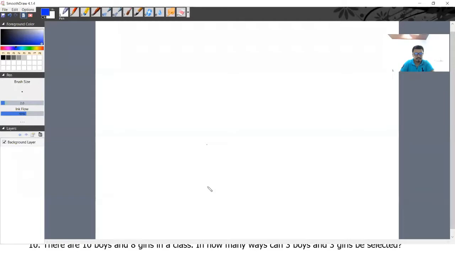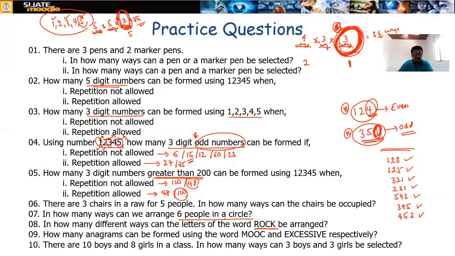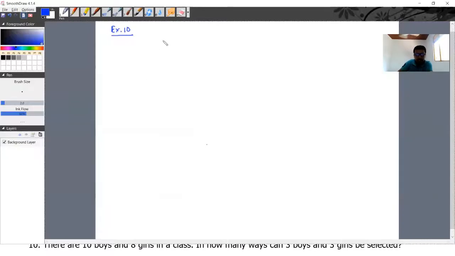Example number 10. What does it say? There are 10 boys and 8 girls in a class. Okay, I'm getting these answers, 1056, 6720. We'll see.